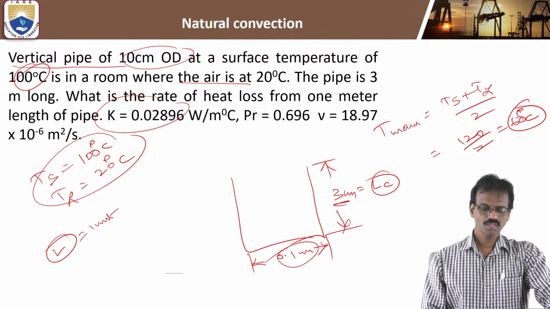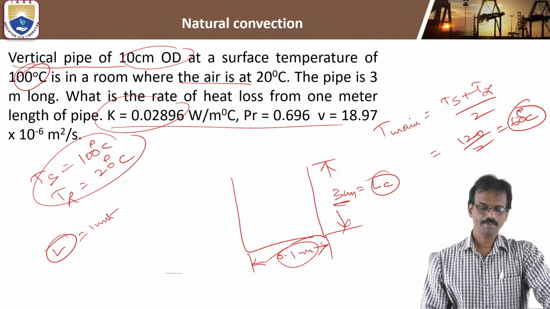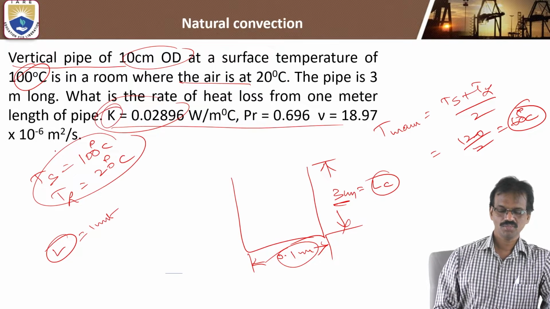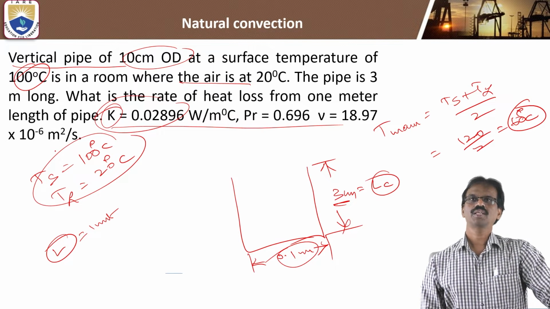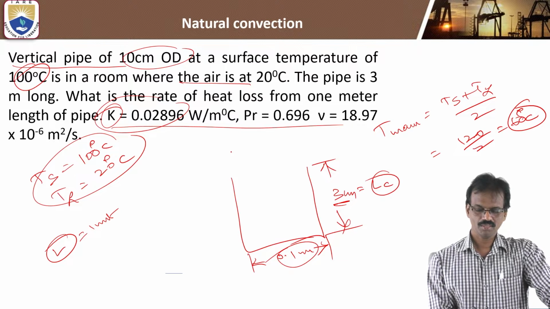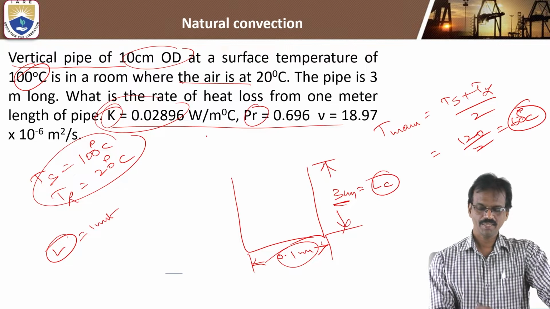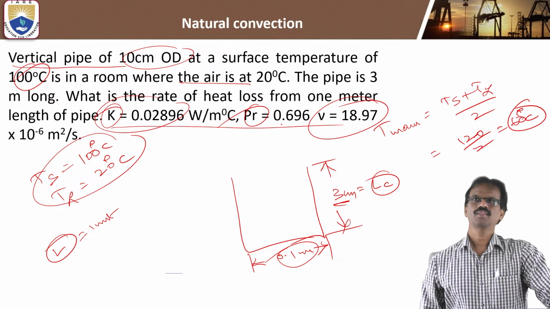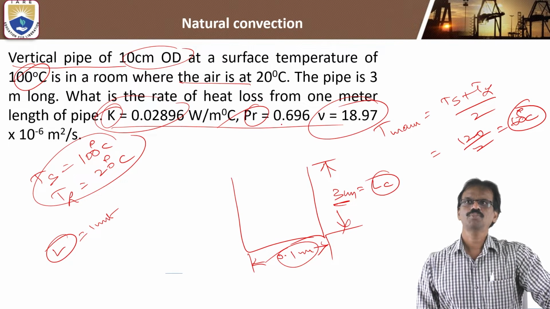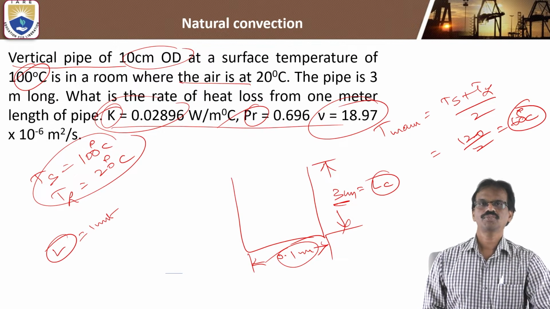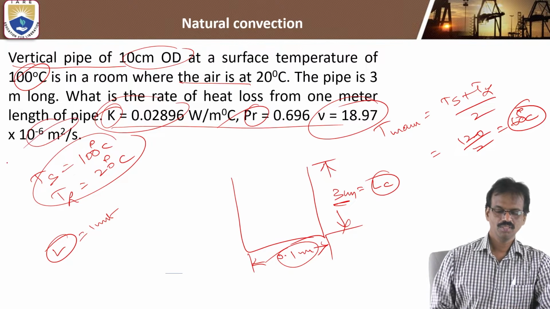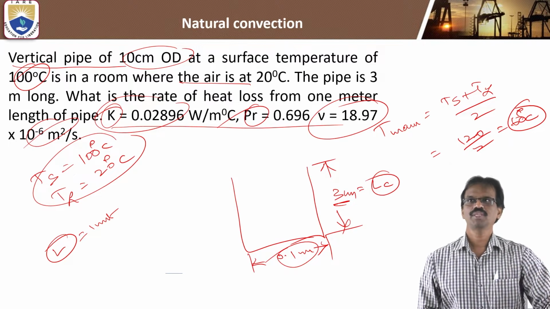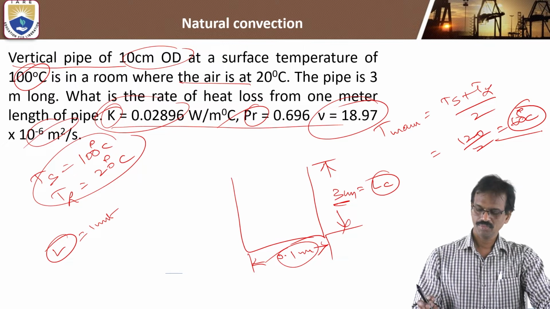So you can choose the properties of the air. The thermal conductivity of the air is equal to 0.02896 watt per meter degree Celsius. You can take the Prandtl number value, and the kinematic viscosity is 18.97 into 10 to the power of minus 6. So these are the parameters. These properties are not given numerically, so you have to choose them by this method. You know that one.